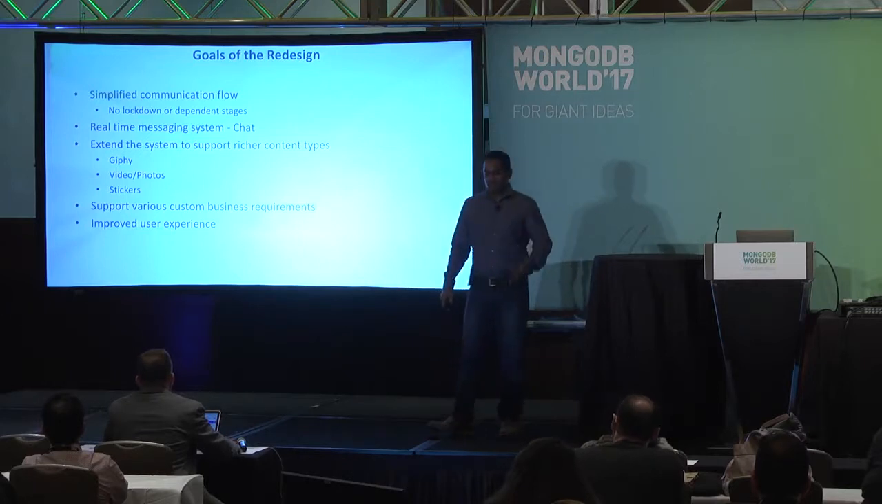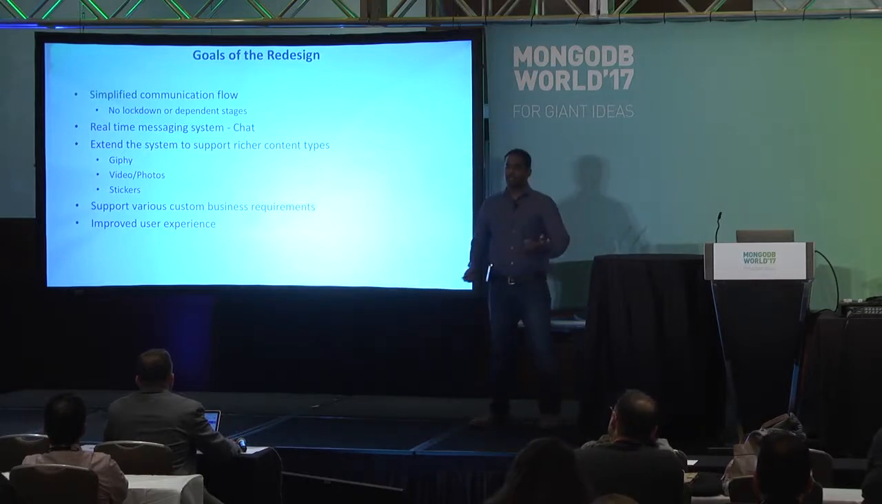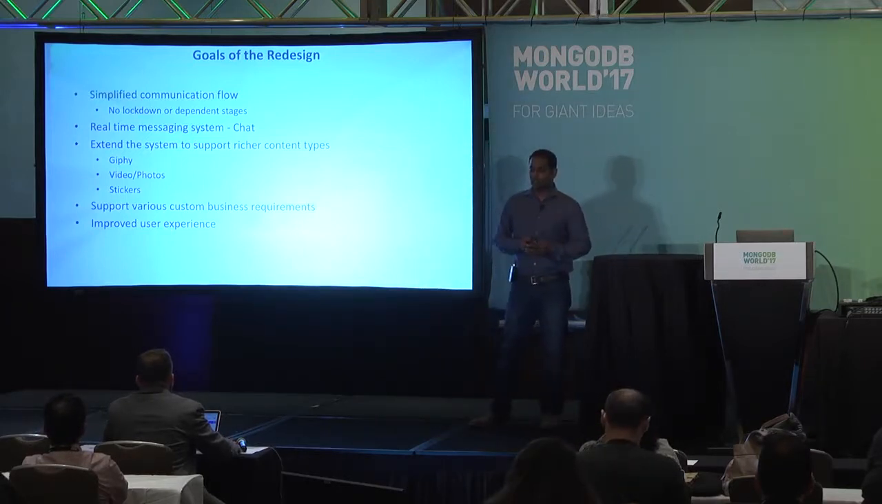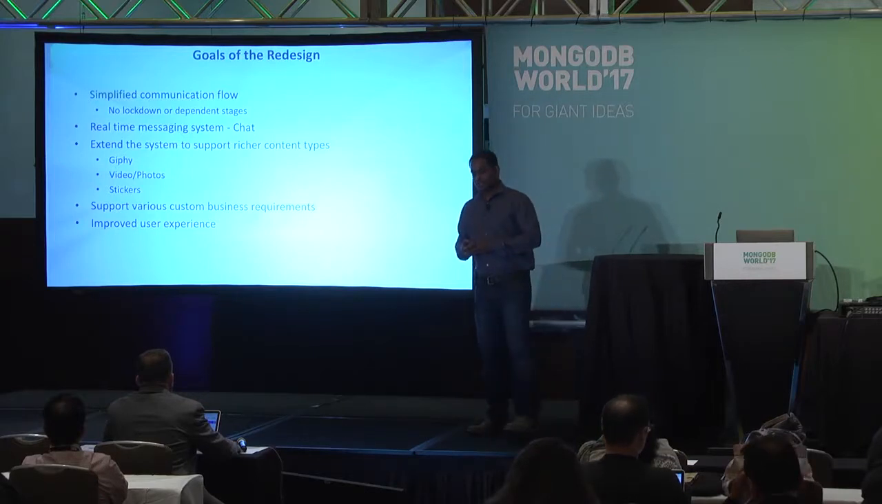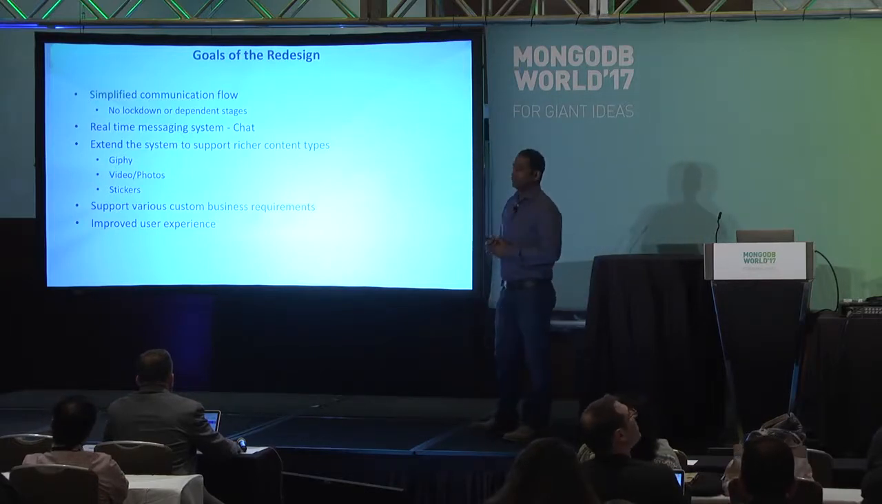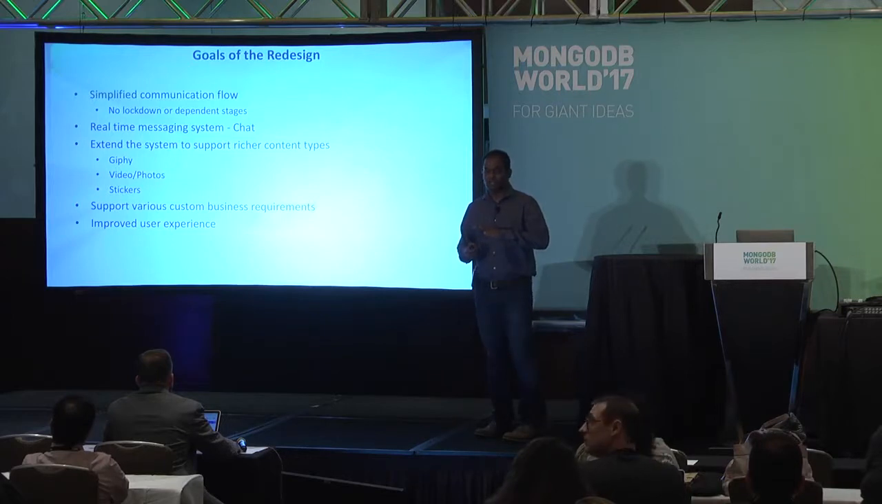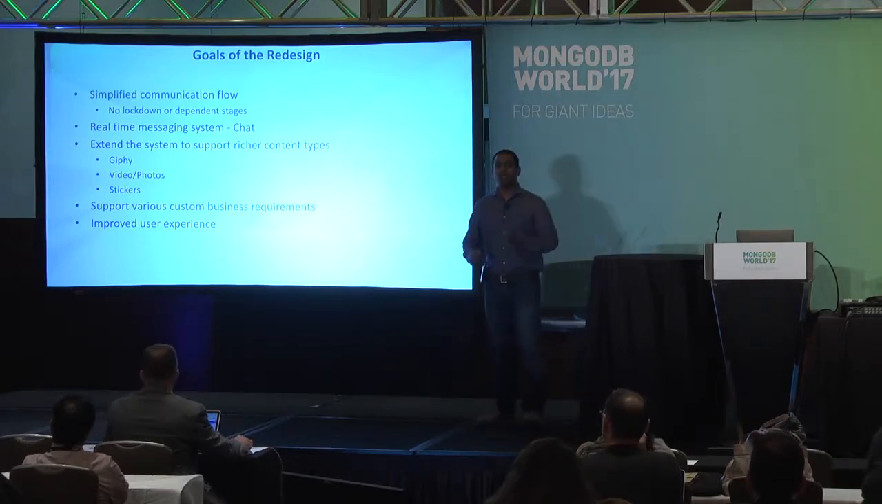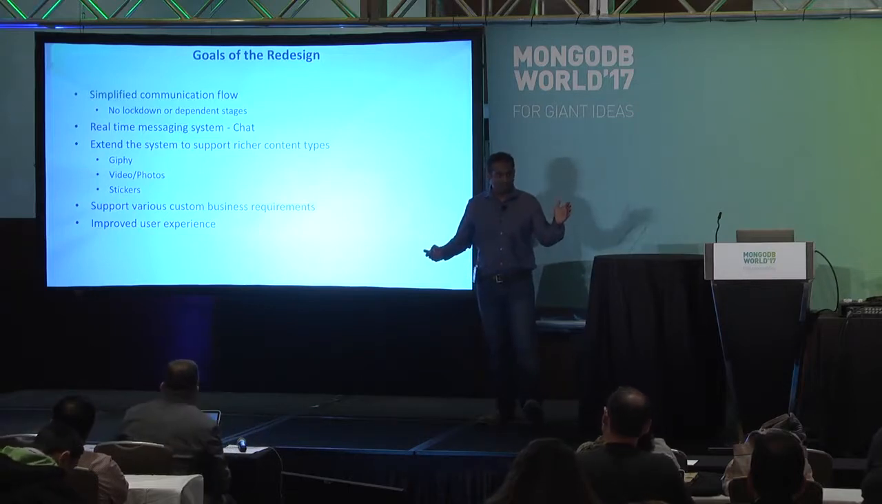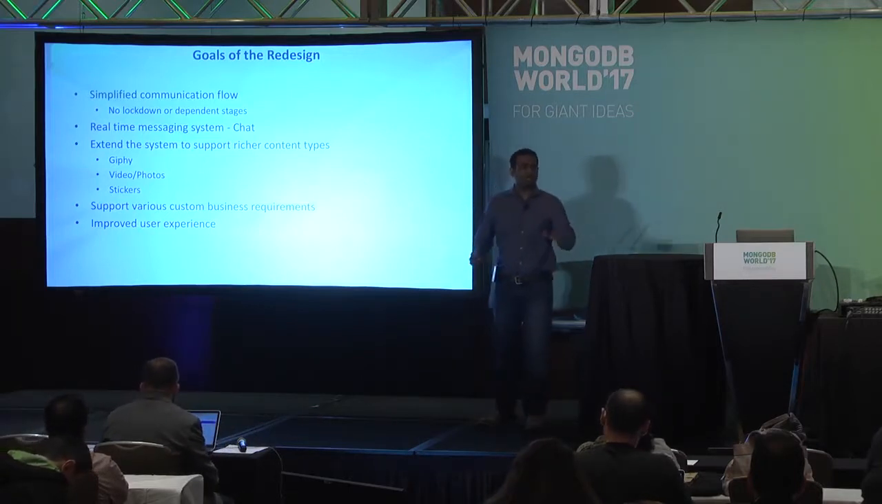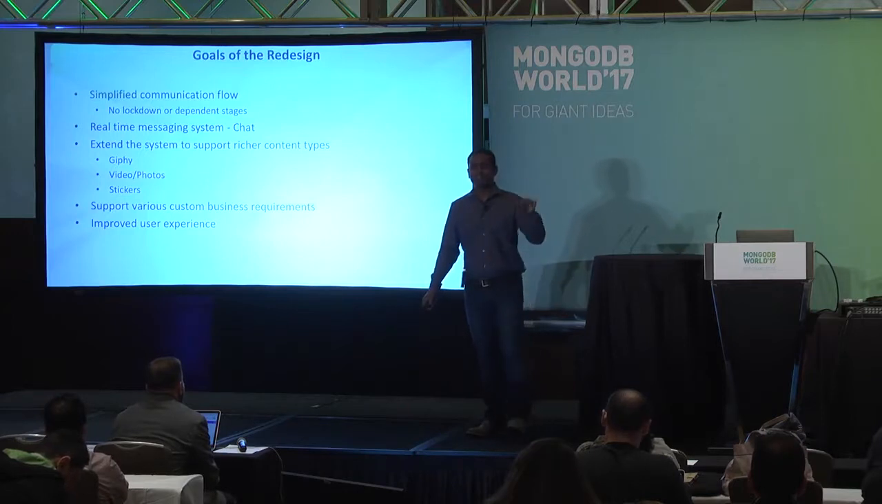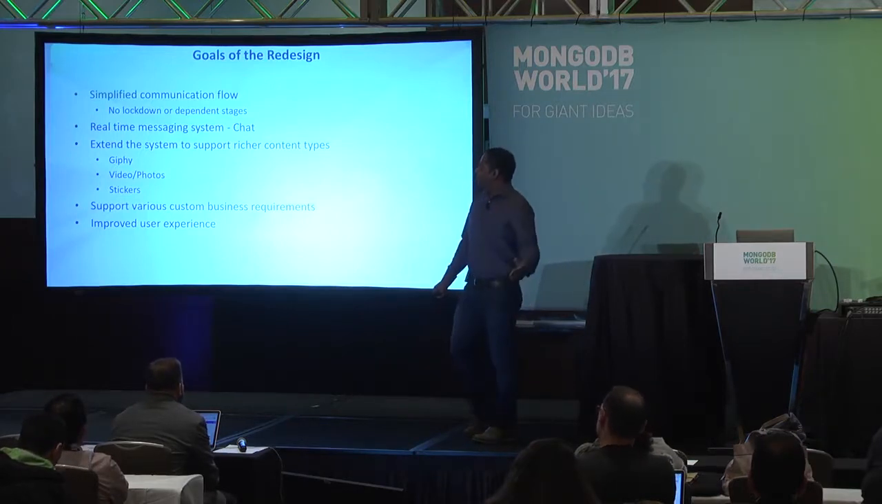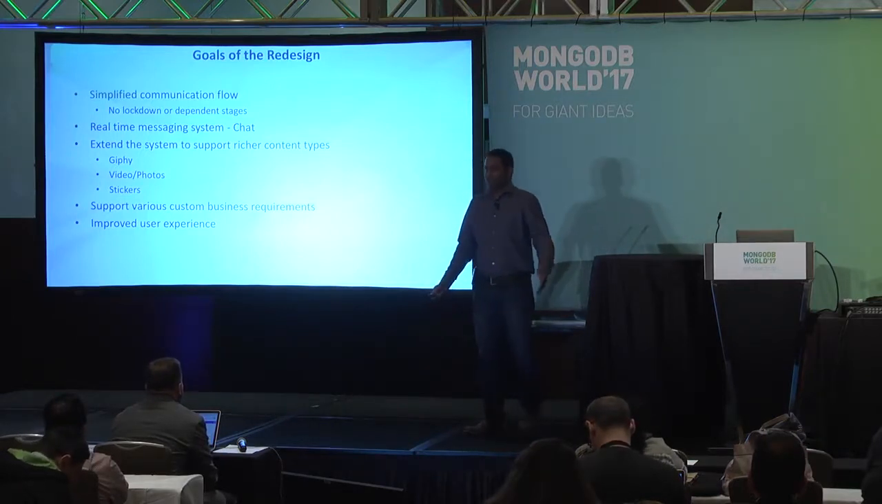So the product team came up with the product redesign goals. The goals are very simple. We want a simplified communication flow, no lockdowns, no steps. Voluntary communication. Users should freely communicate. If you want to send more than one message, go ahead and do it. Harass the other person until they respond. I'm just kidding. And then a real-time messaging system like chat.